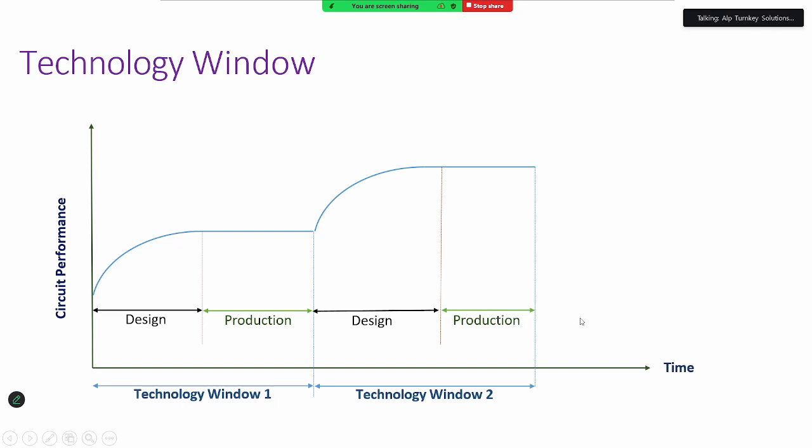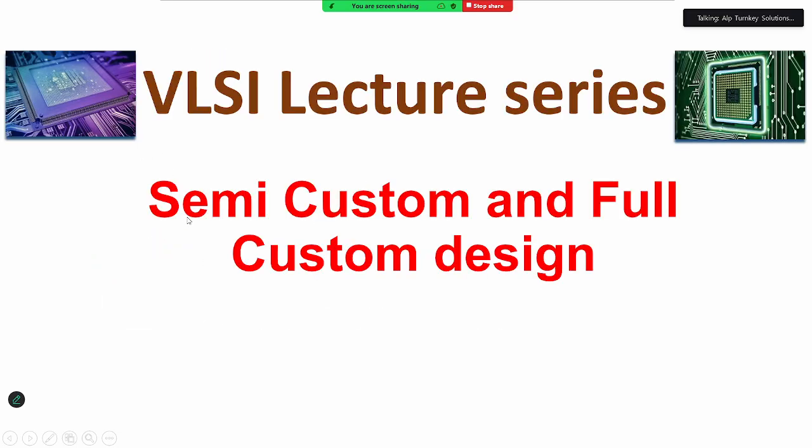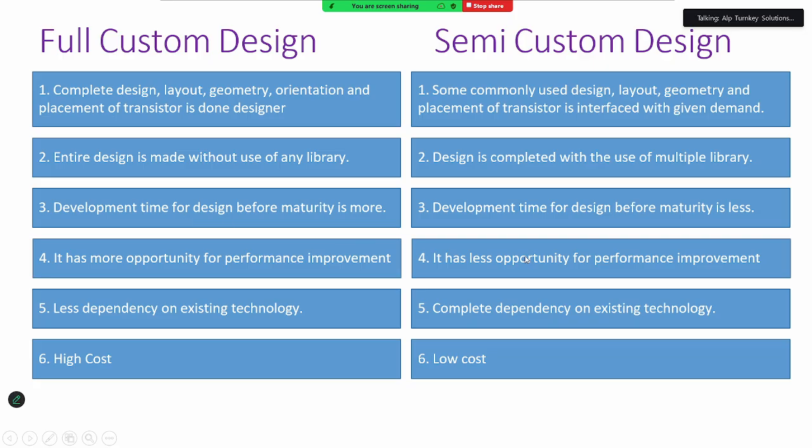Yeah, next you see the technology window. How will the technology window be? First design, circuit performance, design, production, and technology window, design, production. Like this it will be there. And next I told you full custom design and semi custom design. So this is the difference between full custom and semi custom design.